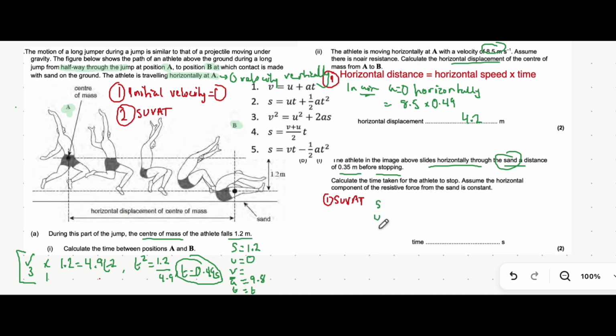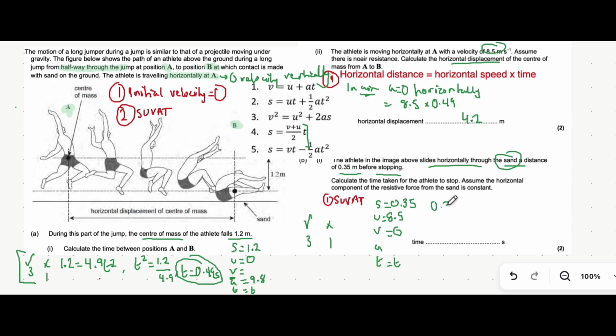So again, let's write out our Suvat. And in order to use one of the equations, again, we need 3 known variables and 1 unknown variable. The displacement that's moved is, well, it mentions that 0.35 meters is moved before stopping. Its initial velocity that it comes in with horizontally is 8.5, because that was its horizontal velocity the whole motion in the air. If it's stopping, then its velocity horizontally would be 0, and we want to find t. So the equation involving s, u, v, and t is this fourth one here. Let's substitute into that equation.